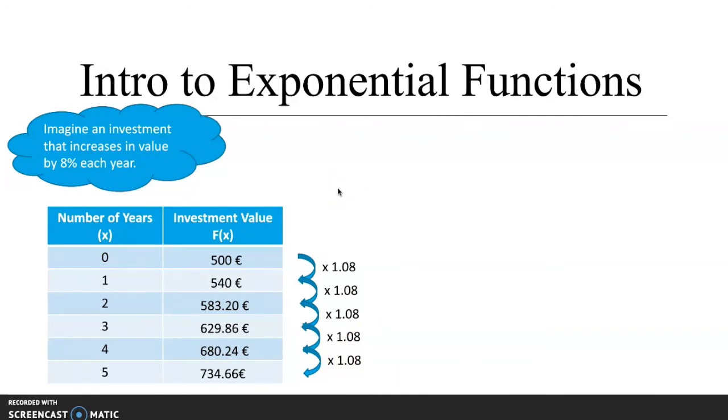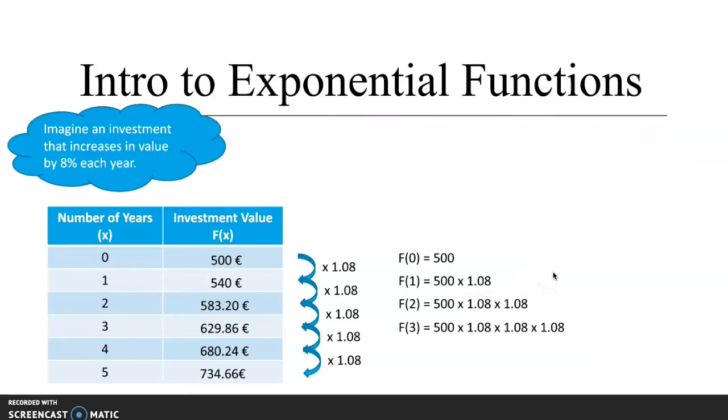Okay, so just to make sure this is really crystal clear, we'll write out these multiplications. So at the very beginning, when time is equal to 0, we start with 500. We call that f of 0. Right? f of 1 is the investment value after 1 year, and that's what we got when we multiplied 500 by 1.08. To find the second year, what we did is we multiplied 500 by another 1.08, so we have two factors of 1.08, and you'll see the pattern hopefully is quite clear.